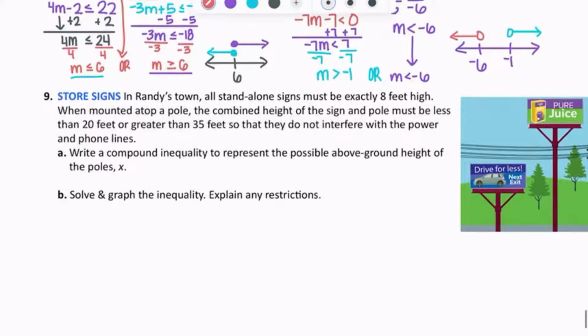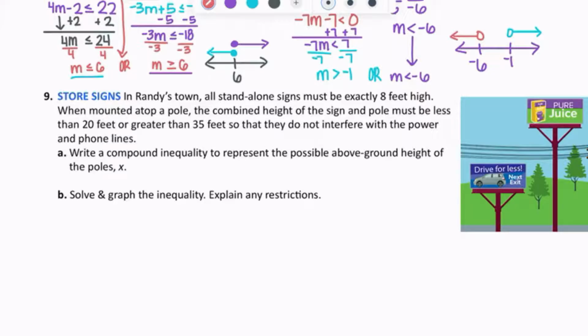Okay, so I wanted to look at a couple of word problems to make sure that we are comfortable reading and writing them and then solving further. So if we're looking at this first one, it says, in Randy's town, all stand-alone signs must be exactly 8 feet high. When mounted atop a pole, the combined height of the sign and the pole must be less than 20 feet or greater than 35 feet.